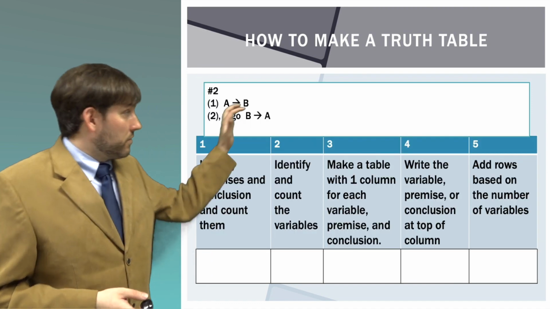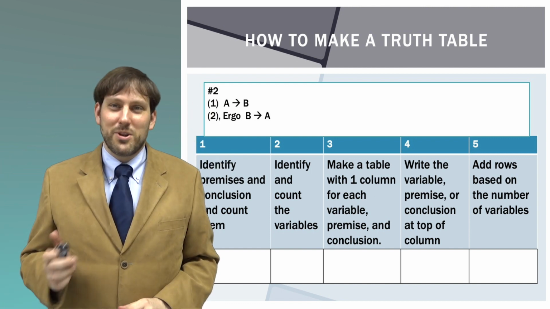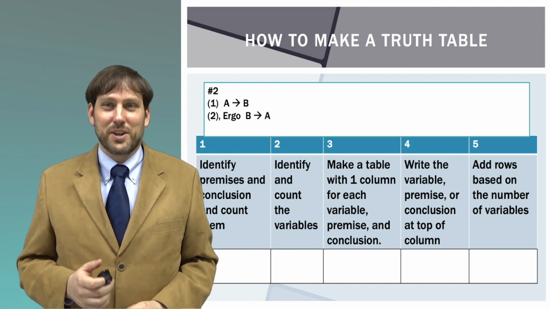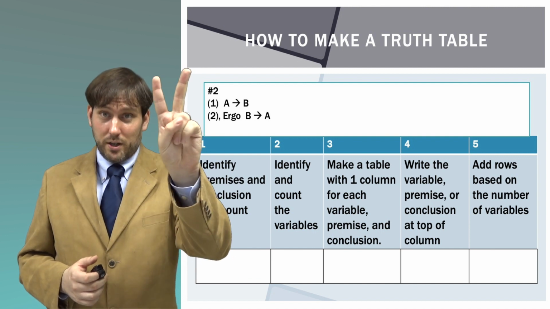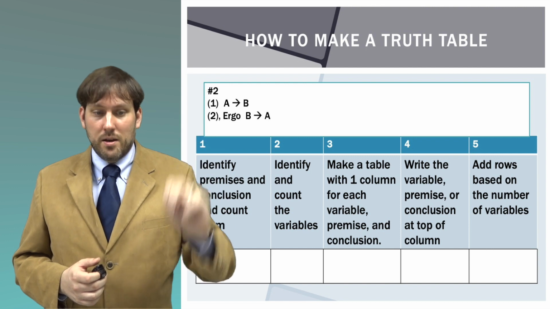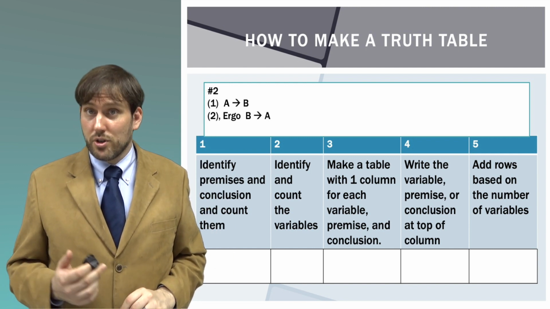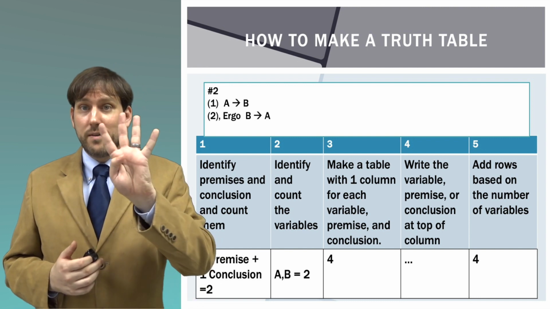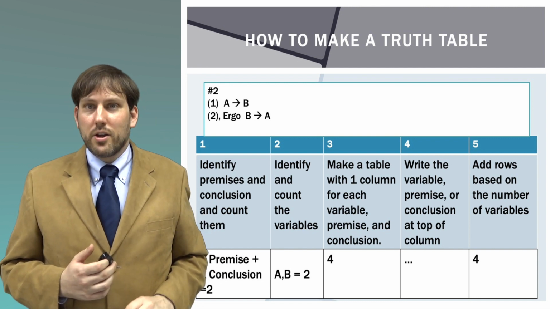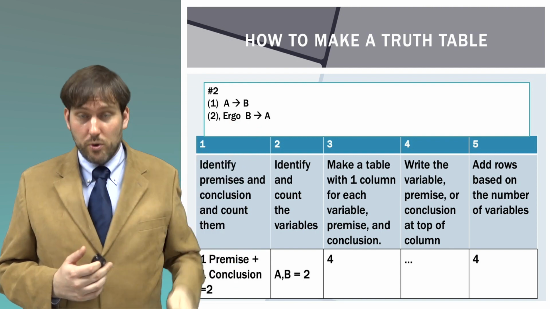So here we have again, A implies B, ergo B implies A. We need to identify the premises and conclusions and count them. So we have one premise, one conclusion. Identify the variables and count them. We have A, we have B. Write the variables, the premises, and the conclusion at the top. So we're going to need 4 columns. And we again have 2 variables, so 4 rows.